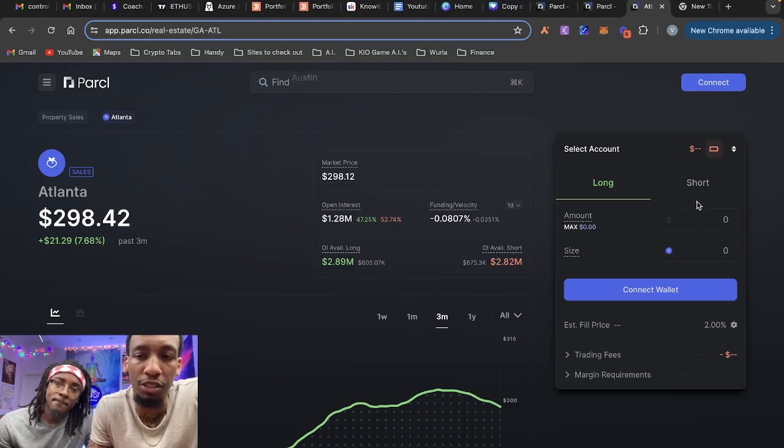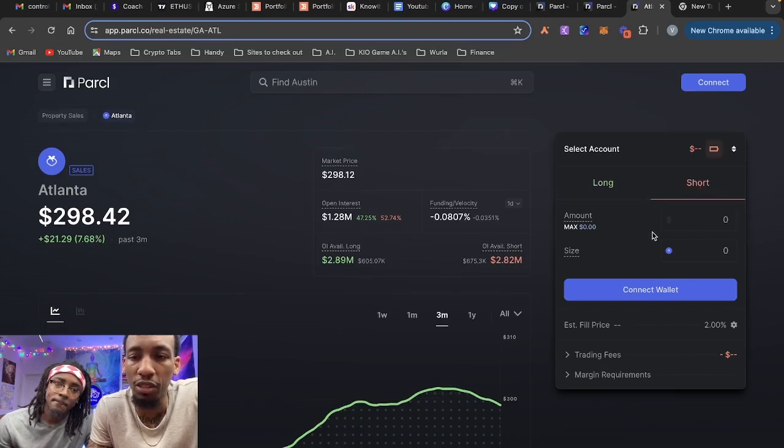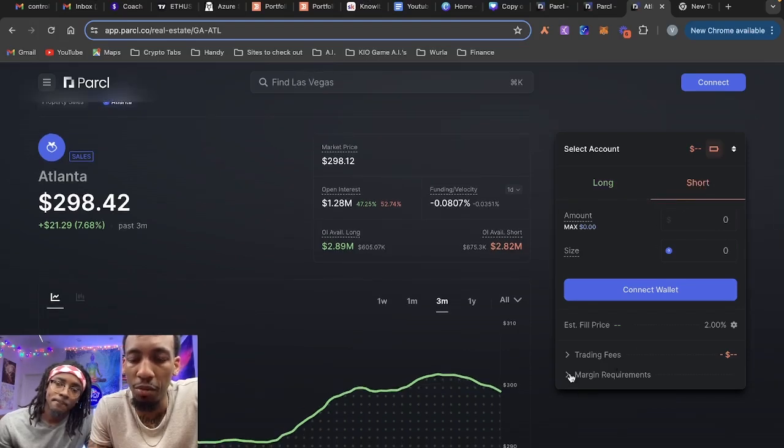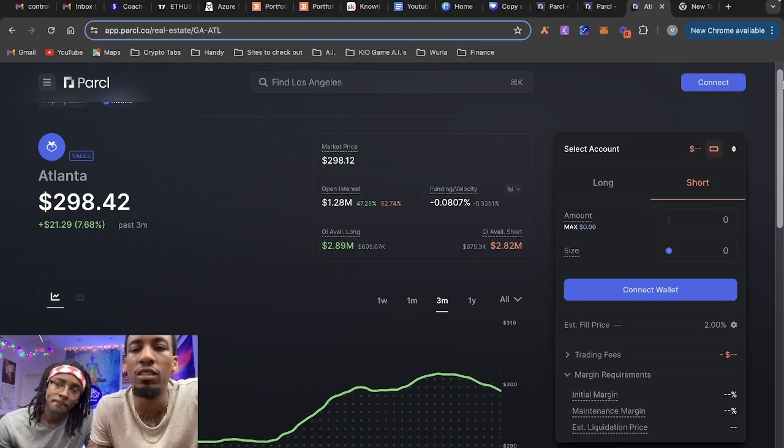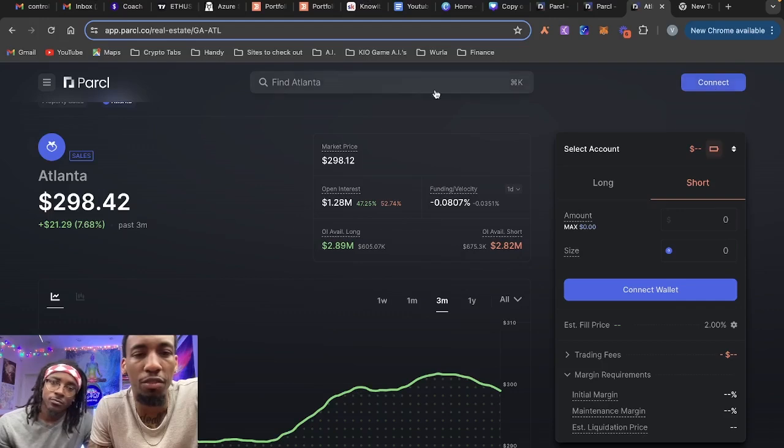And this is where the leverage comes in. You can determine how much leverage you want to use. And then you have your margin requirements right here, right? This is on Solana. This is our first Solana project we're covering. So you have to have a Phantom wallet.